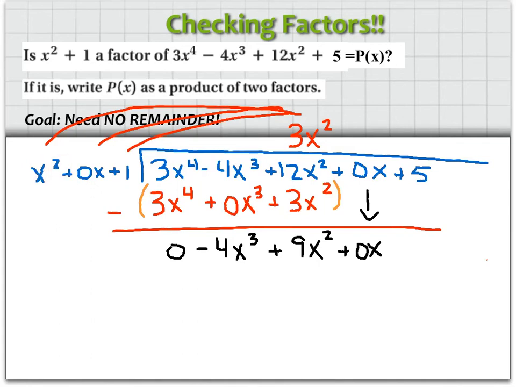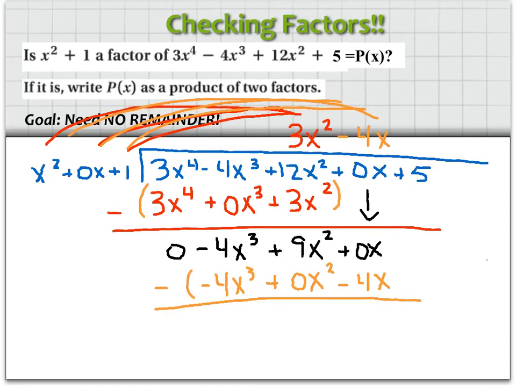What do I need to multiply x squared by to get negative 4x cubed? Well, if I divide those, I'm going to get negative 4x. So negative 4x. Notice how it lines up with the linear term underneath. And then I'm going to multiply back through. So it's going to go to every term once again. So negative 4x times x squared gives me negative 4x cubed. Negative 4x times 0x should give me 0x squared. Negative 4x times 1 gives me negative 4x.